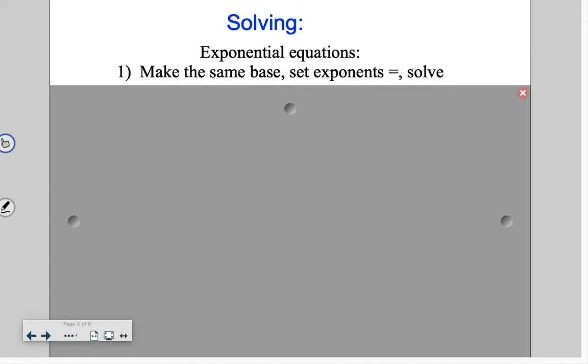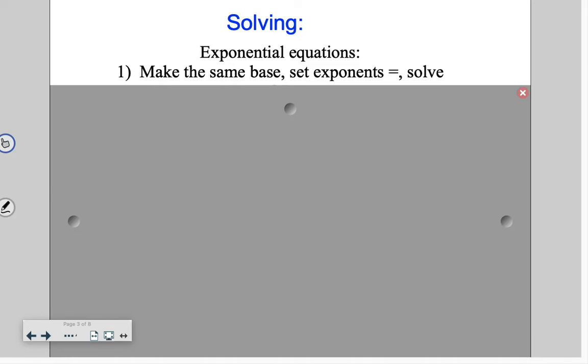You should make the same bases. If you can get the bases to be the same in your equation, you should do it. Because once the bases are the same, then you can just set the exponents equal to each other and solve from there. So this is going to take knowing that you have the same bases. But the reason I start with this is this allows you to not have to use a calculator. You don't need a calculator if you can do this.